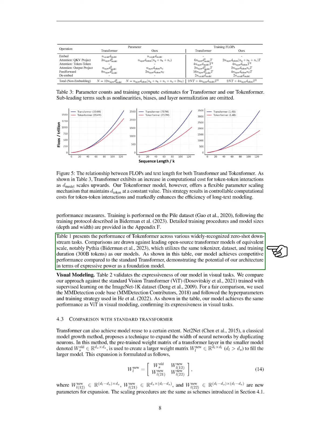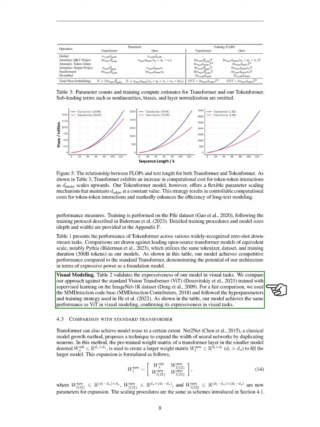We present the performance of our model, Tokenformer, across various recognized zero-shot tasks, comparing it to leading open-source transformer models of similar scale, particularly Pythia, which shares the same tokenizer, dataset, and training duration of 300 billion tokens. Our results show that Tokenformer performs competitively with the standard transformer, highlighting its expressive power as a foundation model.